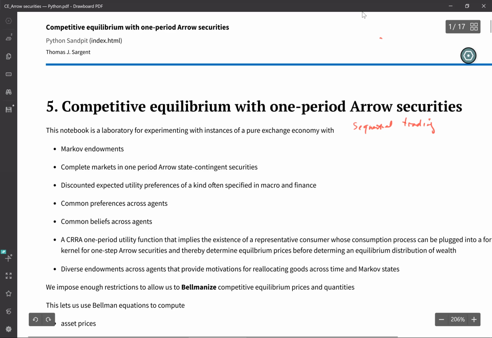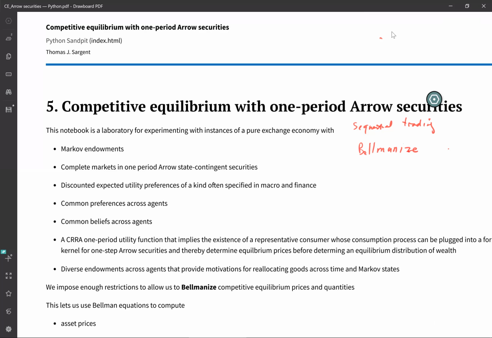securities. Okay, so I prepared a Jupyter notebook so we could go through and actually compute some things. So today I'm going to talk about actually how we'll go about computing all of the objects in a competitive equilibrium with one period Arrow securities, where we've set things up so we can Bellmanize things. And so the theme of this is Arrow meets Markov. That's where we're going.